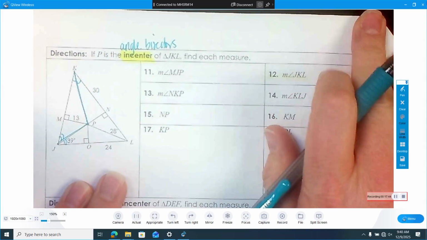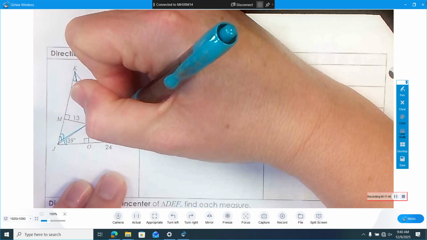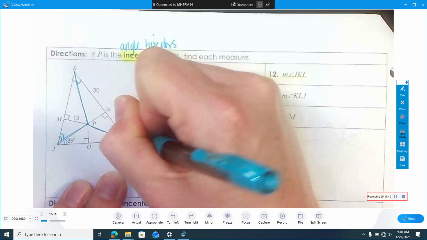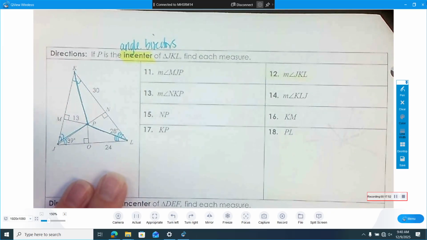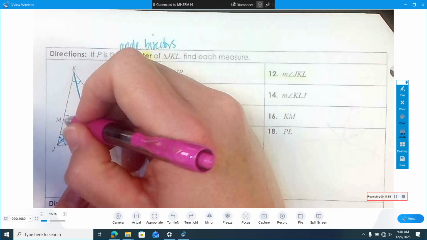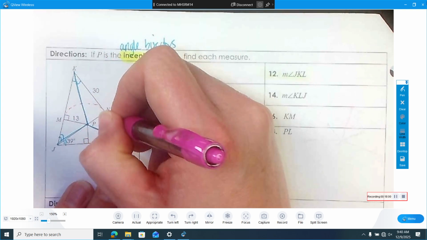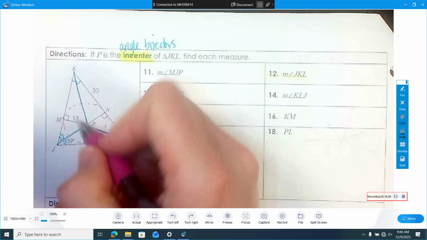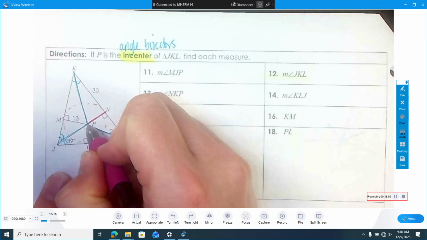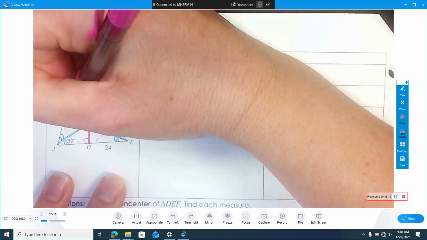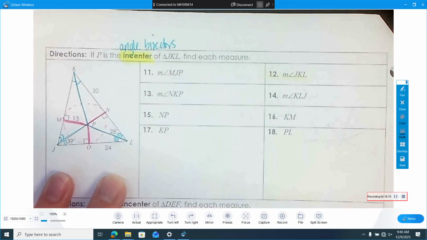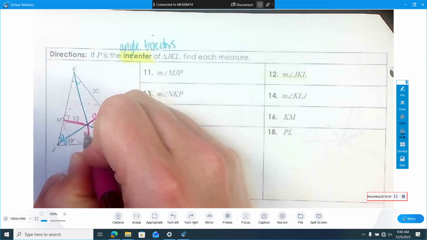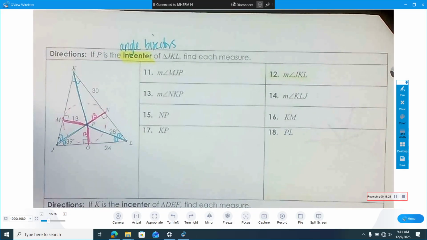Again, are you marking your picture? Mark it up. PL is an angle bisector. We get two little congruent angles right there. Now, an incenter means there's a circle inside the figure. There's a circle inside, so we have three little radii that are congruent. PN, PO, and PM are all how long? 13. They're all 13. 13, 13, 13, okay? Really important.